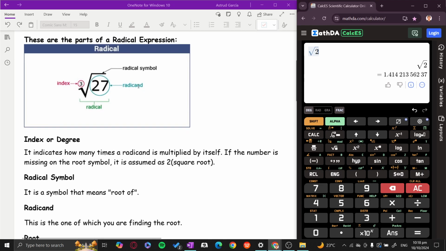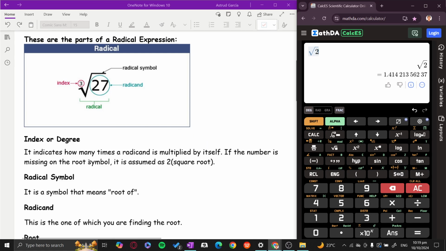These are the parts of a radical expression. Okay, so this tiny 3 over here is called the index. This is the radical symbol, and this is the radicand. So the index or degree indicates how many times a radicand is multiplied by itself.